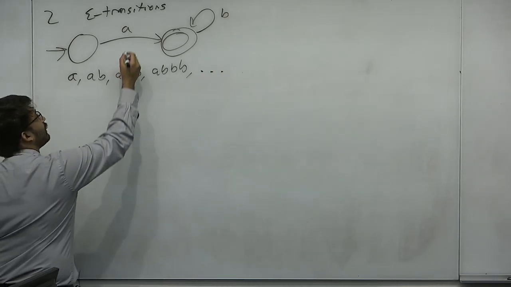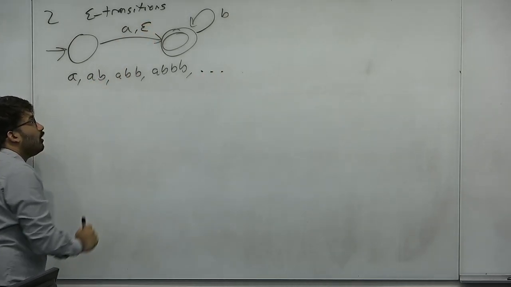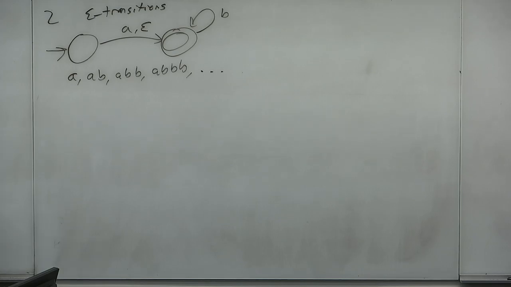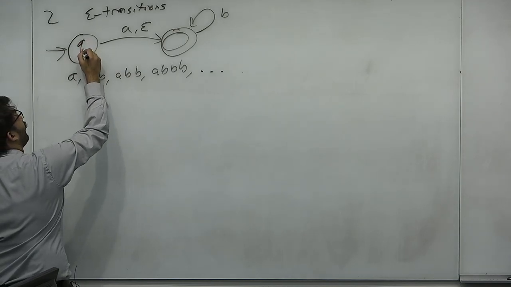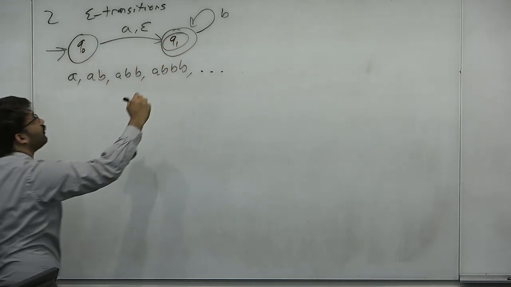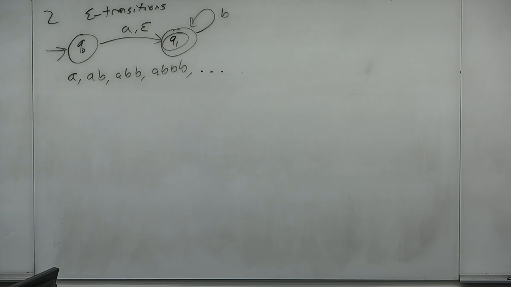What if I added an epsilon here? Well, without the epsilon, each transition costs a letter off the front of the input. The epsilon is free. It's like when you're playing Snakes and Ladders and you land on the go to jail. Getting my board games mixed up. You land on the thing, you just go to the thing for free, right? In fact, not only do you go for free, you can choose to go for free. So if you're at Q0, you can just teleport yourself to Q1, but you may not teleport yourself back.